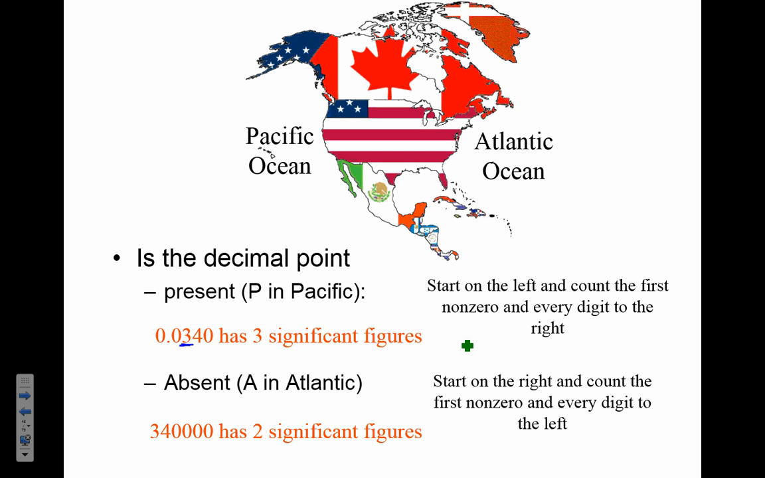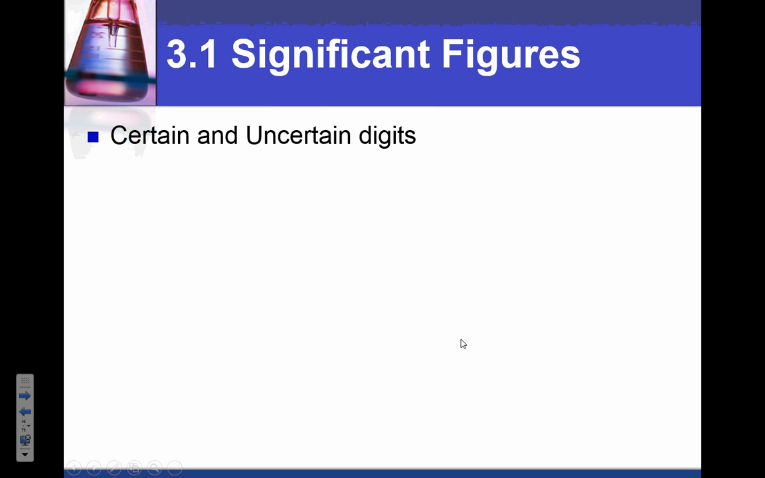So I'm starting over here. My first non-zero is a 4, and you count every digit to the left. Well, 3, 4, there's only 2 to the left, so that's only 2 significant digits. So if it's present, you go from the left to your first non-zero and count that and every digit after. If it's absent, start on the right, go to your first non-zero and then count every digit to the left. Now, it's a bizarre thing. It happens to work every single time, and the Pacific is starting on the left and Atlantic is right. So it's a memory aid that works. I think it's just easier to know the rules though.